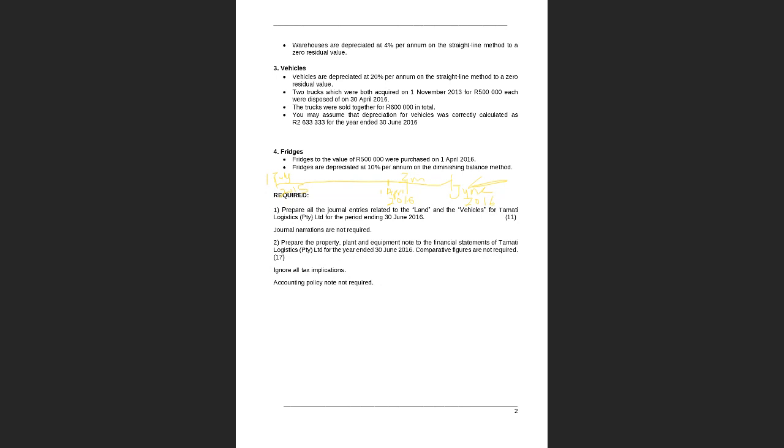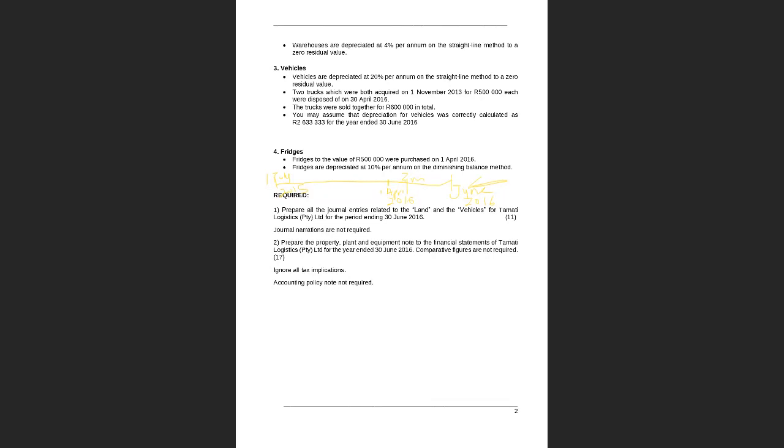They can assist you. Okay, so for the fridges, we're saying that the fridges that we bought are only used for 3 months of the year. So remember that when we're doing depreciation for it, we're only going to depreciate it for the 3 months. That's the only thing you need to look at for the fridges. So I'm going to quickly open up the solution.